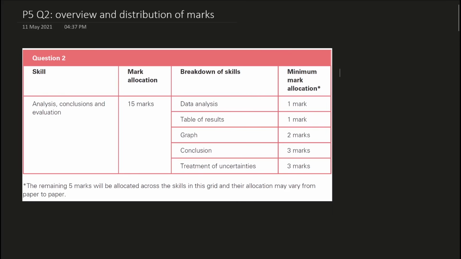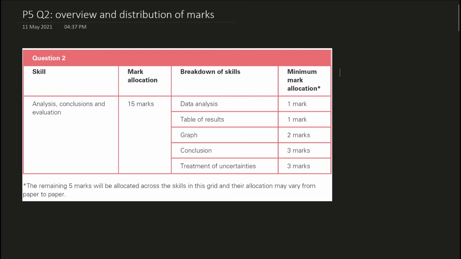You can see data analysis is of 1 mark, where basically you have to rearrange an equation to understand what will be an expression of the gradient or the y-intercept. So that has minimum 1 mark. Then you have to complete a table of results. We have to find some values, calculate some data, find its uncertainties. That has a minimum of 1 mark as well. Then you have to draw a graph, draw a line of best fit and worst fit, and find uncertainties in gradient and intercept. So that has a minimum of 2 marks as well.